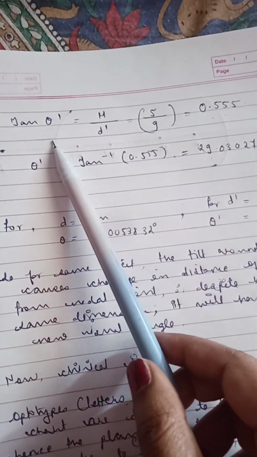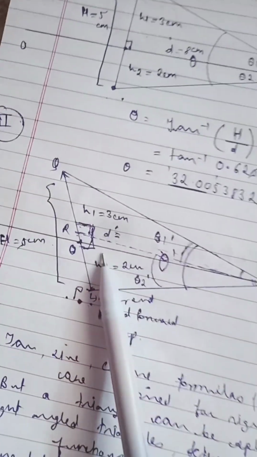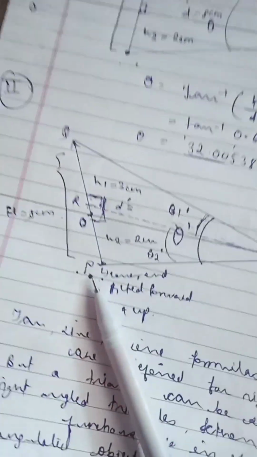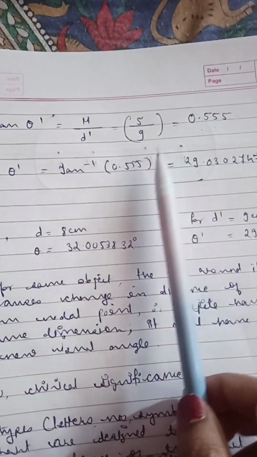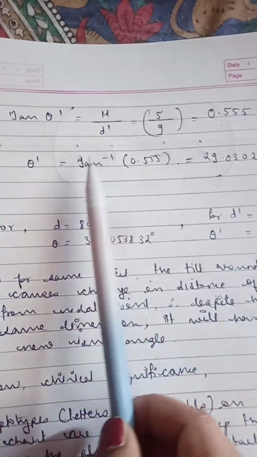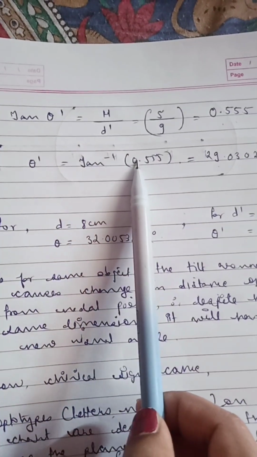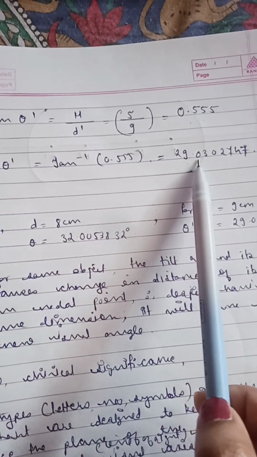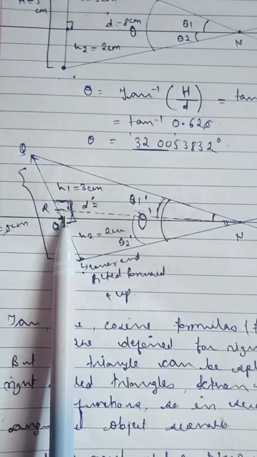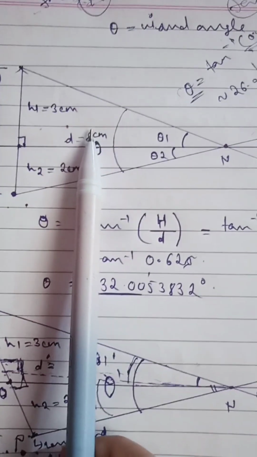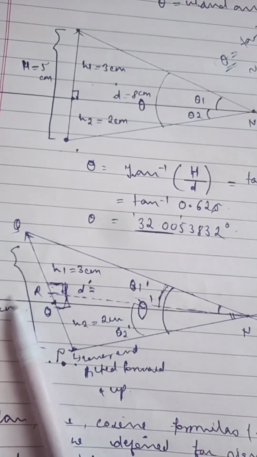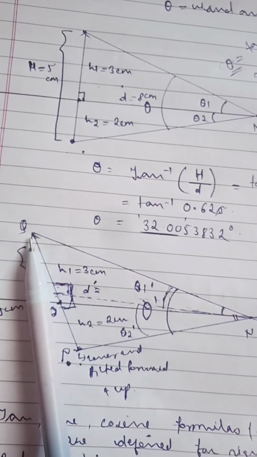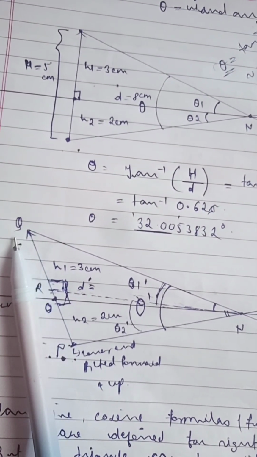Now tan theta dash equals h upon d dash. This h is 5 centimeter, this d dash is 9 centimeter, the new distance. This ratio is 0.555. Now theta in degrees, tan inverse of 0.555 comes to be 29.03. Now see, the distance is increased and theta is 29, and here the distance was 8 centimeter and theta is 32. So with backward tilt like this, the resultant comes to be near the end that has gone farther.